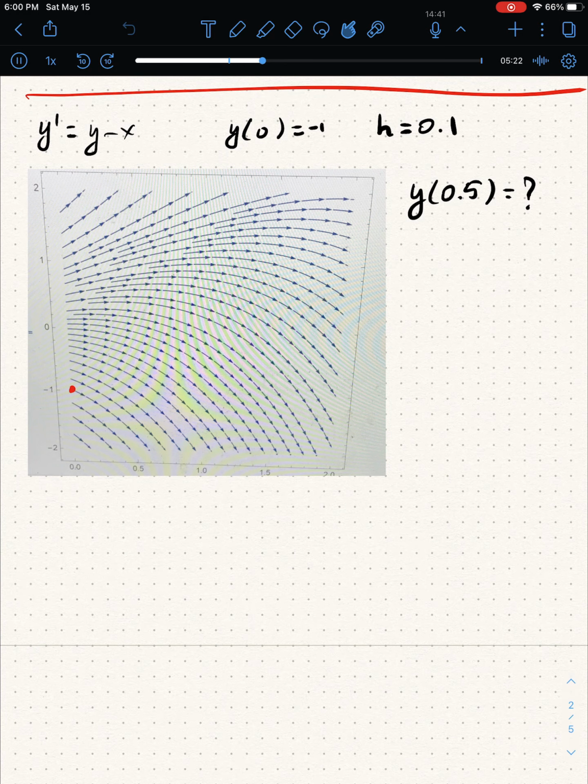Here we have an example of how we would apply Euler's numerical method to try to approximate the numerical value of the function. Now, we have y prime, or dy dx, equal to the function y minus x. We have our initial condition that y at x equals 0 is equal to -1. We have our step size, which is 0.1, and we have our question, which is what will the numerical method give us for the value of y at x equals 0.5.